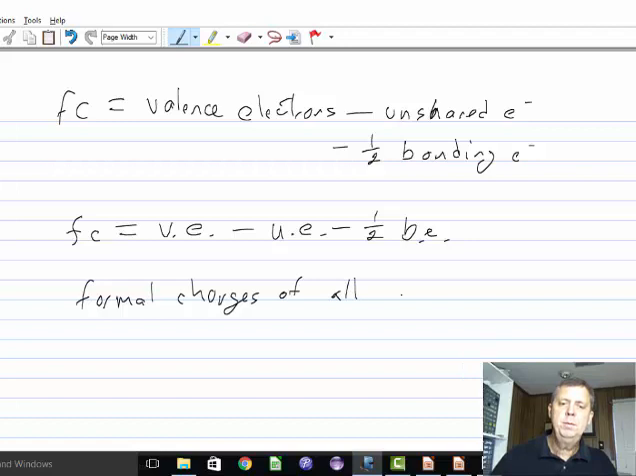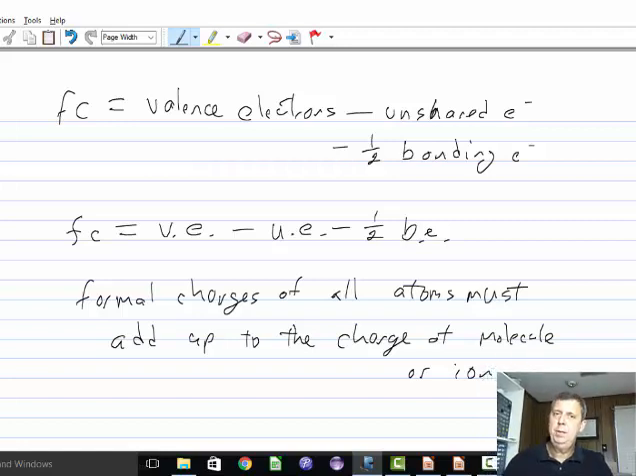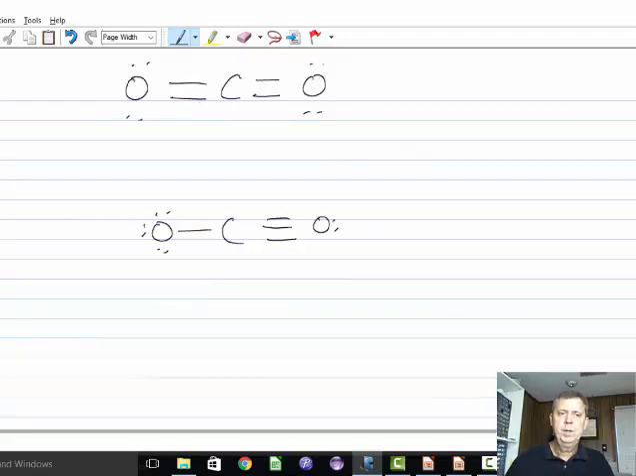formal charges of all atoms must add up to the overall charge of the molecule or ion. So if we have a molecule, all the formal charges of the individual atoms have to add up to 0. If we have an ion, the formal charges have to add up to the charge of that ion. So let's go back up here.